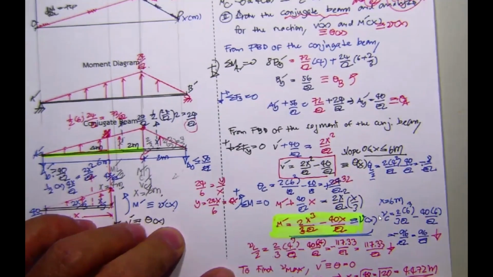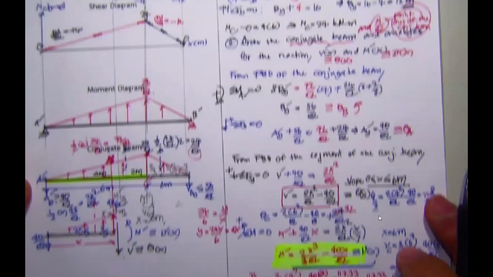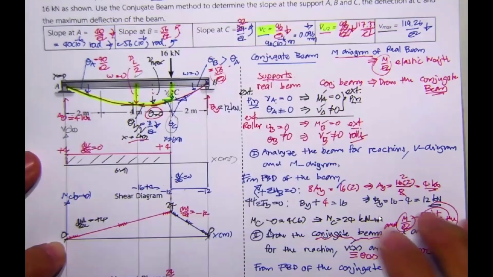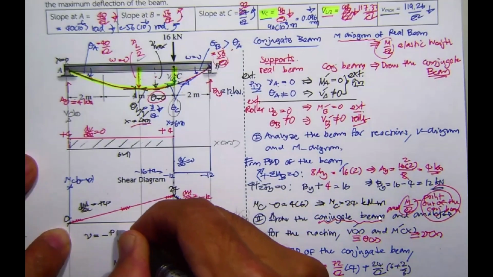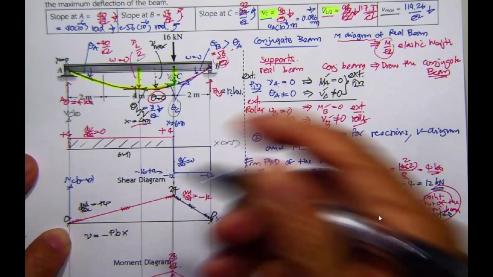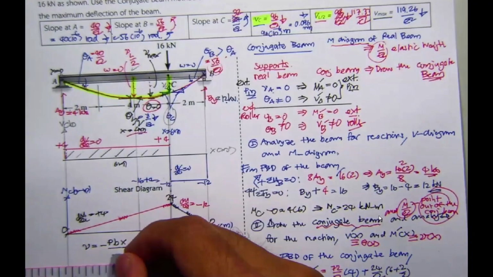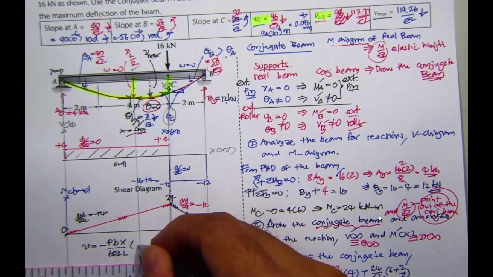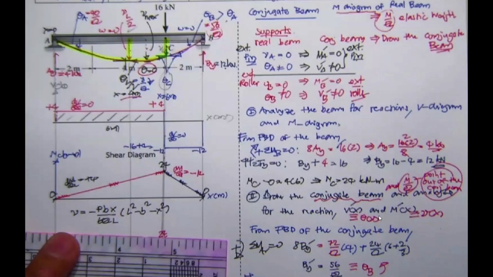can be checked with what you have from the deflection table. If you go to the deflection table, you may determine the equation. The deflection that we have in this yellow, the equation of this one is going to be v equal to minus Pbx over 6EIL, times (L squared minus b squared minus x squared), if you take it from the deflection table.